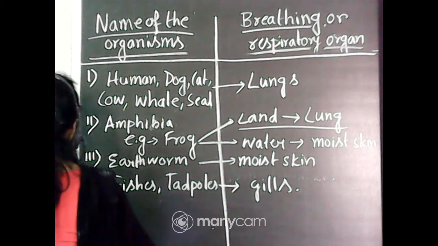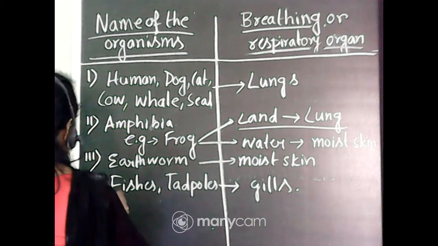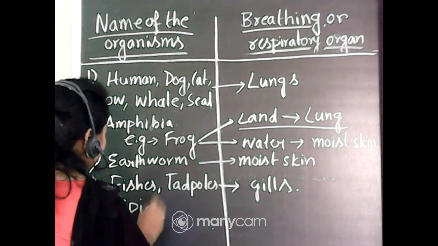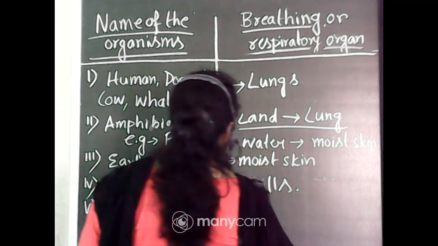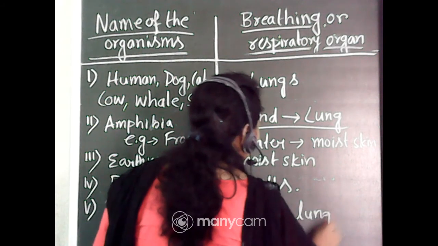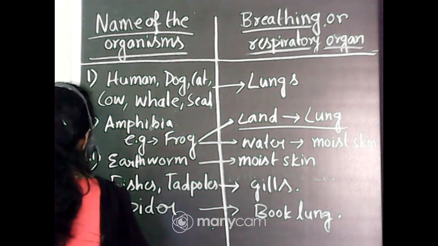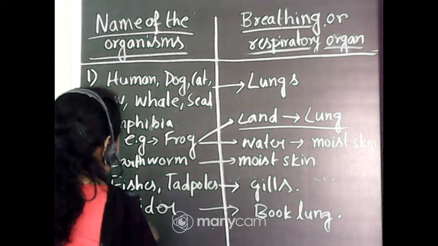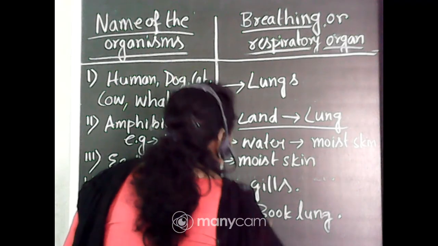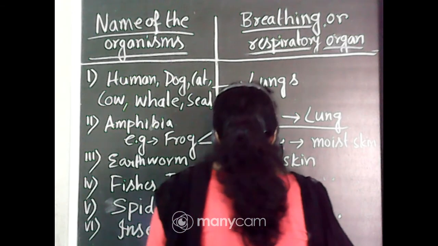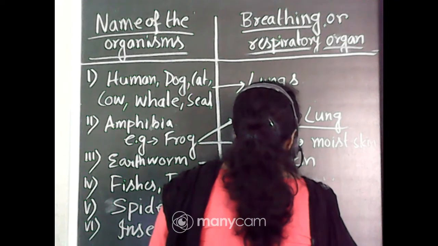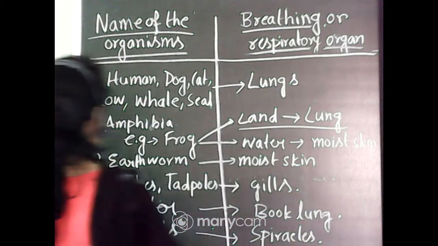Okay. Next. Some organisms like spider have book lungs. Next, you know that an insect's body possesses small pores around the outer surface of the body, that are known as spiracles.